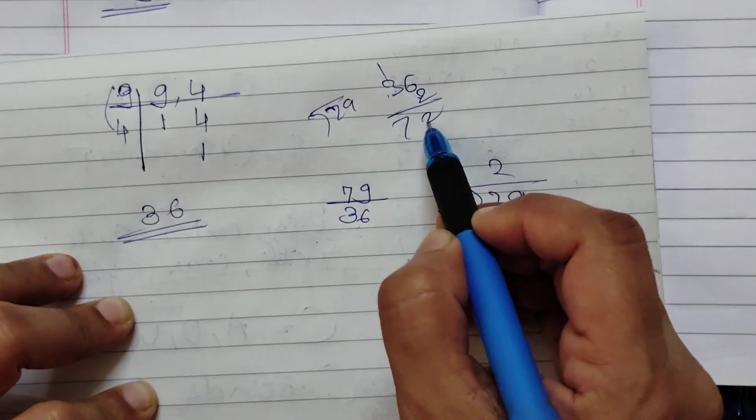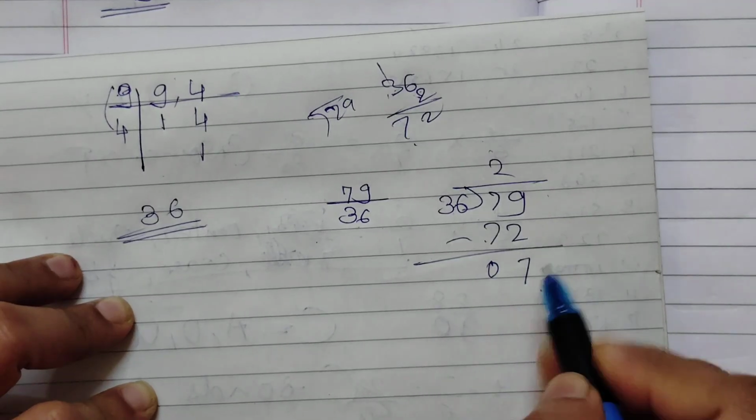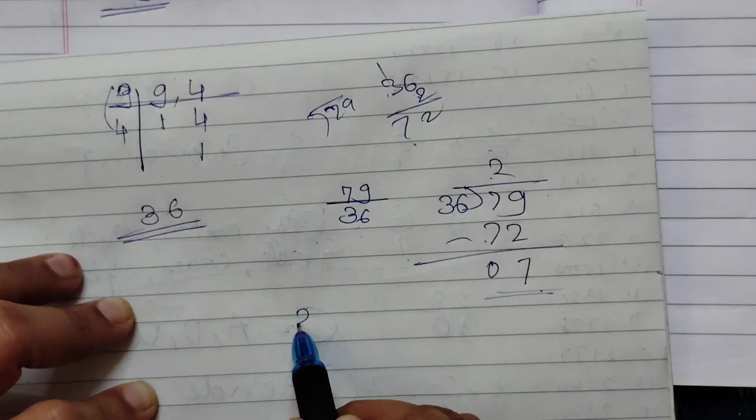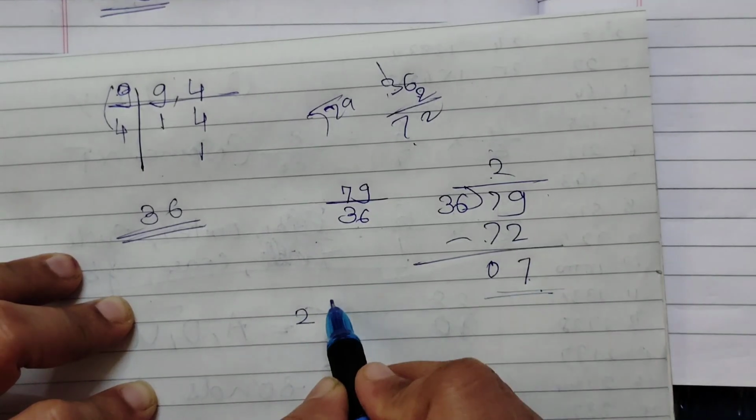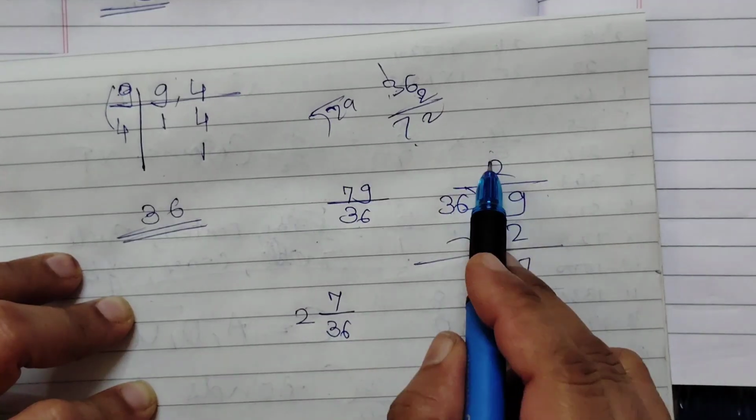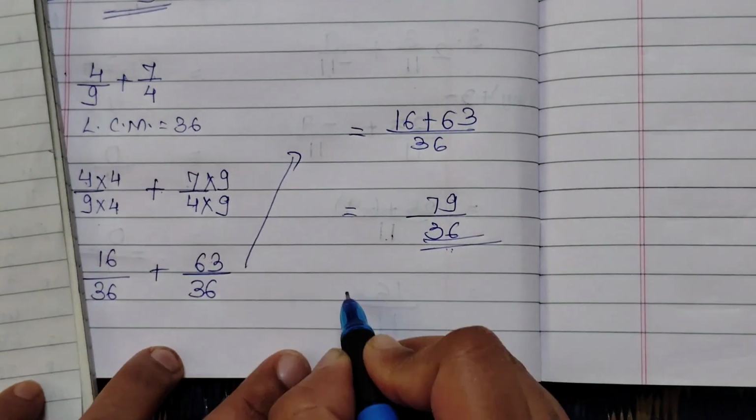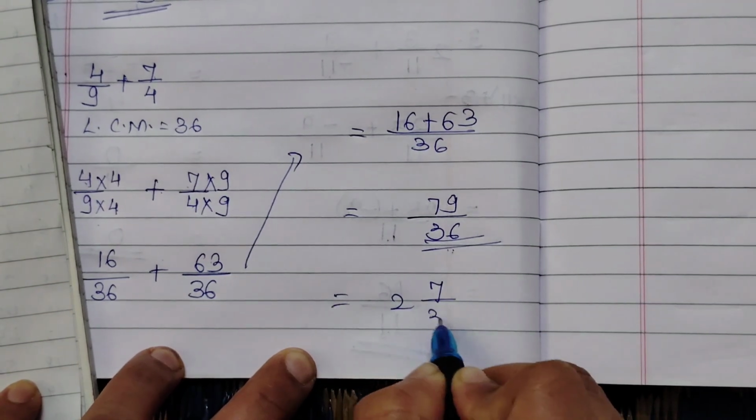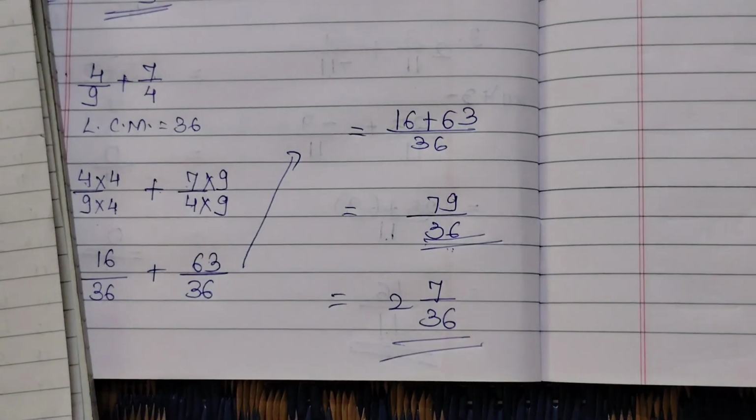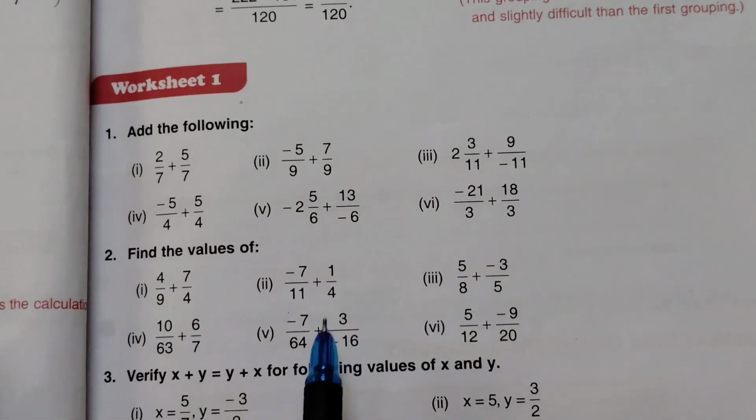Okay, I did 36 into 2, 72. So 7 I got, here 0. There is nothing to take down, only 7 I got. So how you are going to write? The quotient, the answer you will write in between. The remainder goes up and the divisor comes down, 36. 2, 7 upon 36. Like this we write. Okay, so here final answer you can write like this also, 2, 7 upon 36. Okay, or you can keep this also. Okay. Now we will go to the next question.